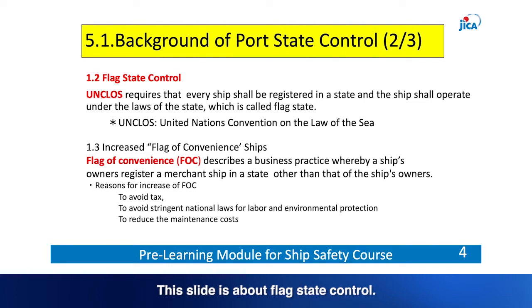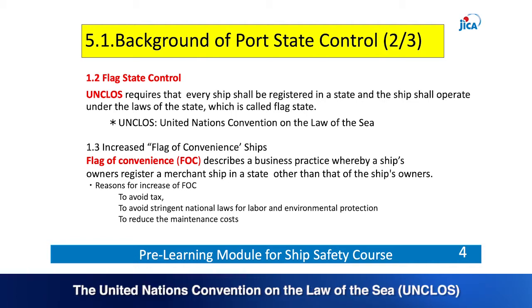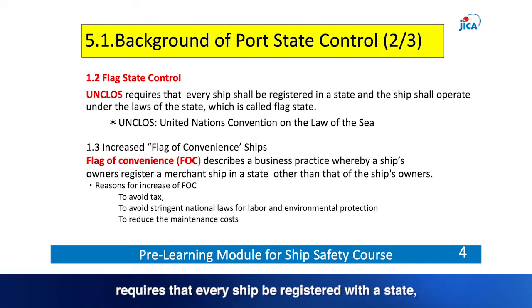This slide is about flag state control. A flag state is a jurisdiction under which a merchant vessel is registered or licensed. A flag state enforces its vessel's compliance with maritime conventions. The United Nations Convention on the Law of the Sea, UNCLOS, requires that every ship be registered with a state and all ships operate under the laws of the flag state. The flag state is responsible for promulgating national laws that implement international conventions.